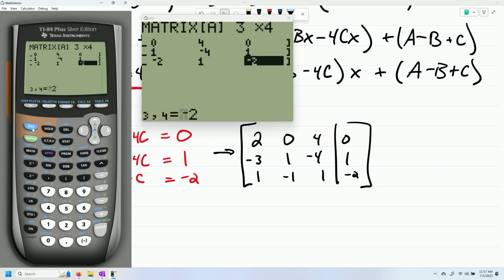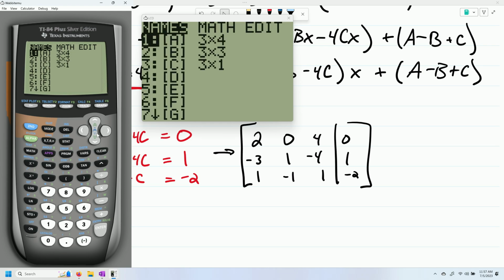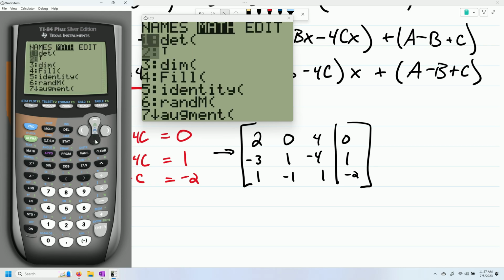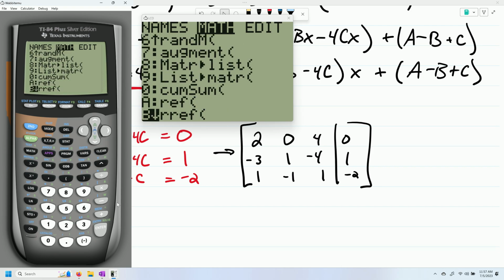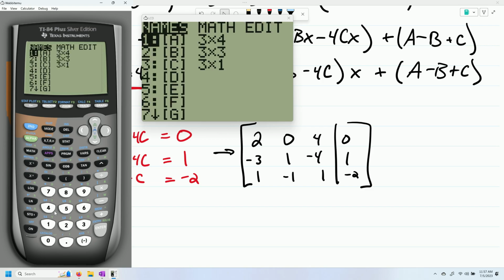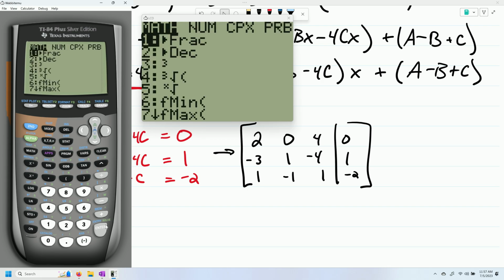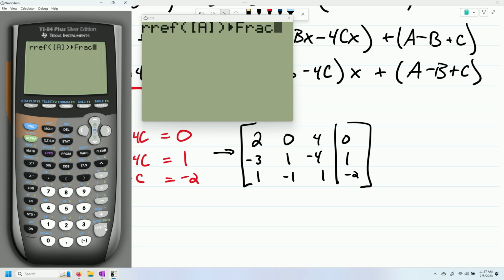Then I quit, go back to the matrix, tell the calculator, let's do some math. So we scroll down to RREF, and we're going to row reduce echelon form, matrix A. I'm going to hit math, answer fraction, just in case I get decimals. So hit enter. And here we go.